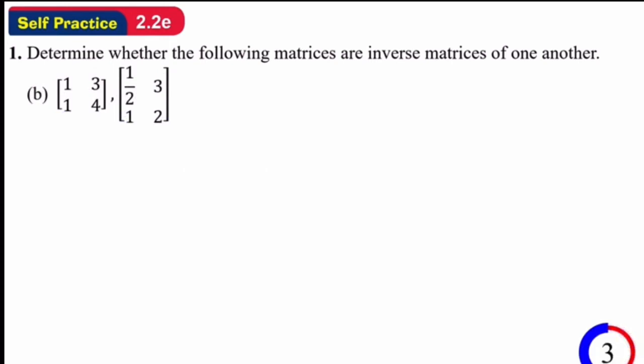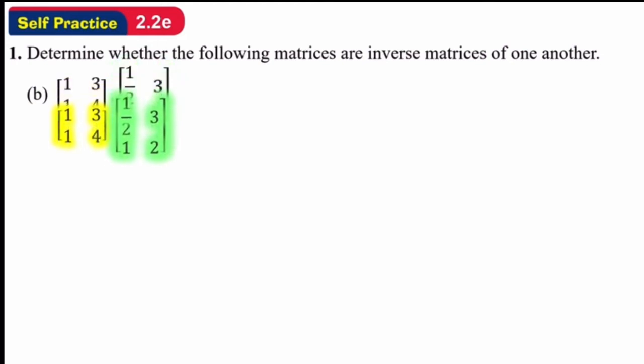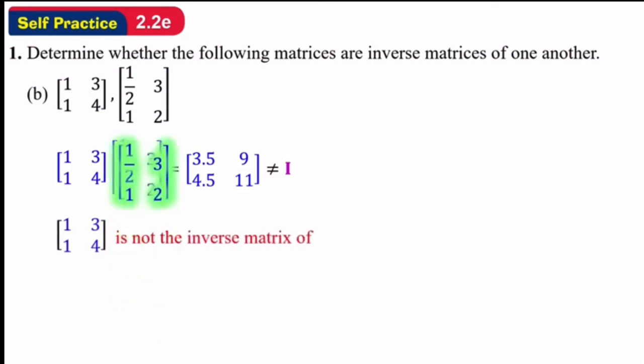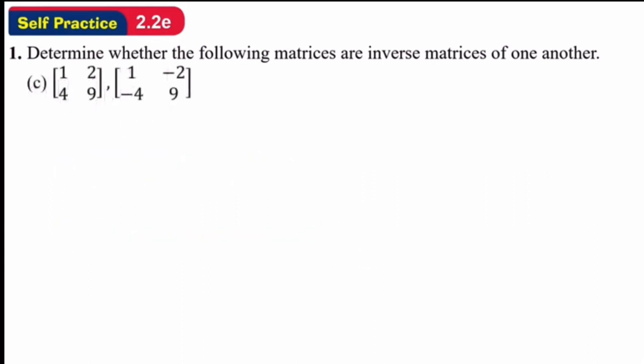Okay, let's try out this one. For matrix [1, 3; 1, 4] and [1/2, 3; 1, 2], are they inverse to each other? Let's multiply and do it carefully, and the result is, again, not the identity matrix. So these two matrices are not inverse matrices of one another. So we can say that [1, 3; 1, 4] is not the inverse matrix of [1/2, 3; 1, 2]. Alright, so that is how we determine the inverse matrix.